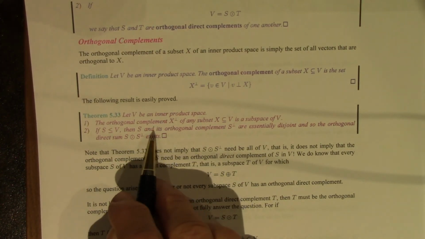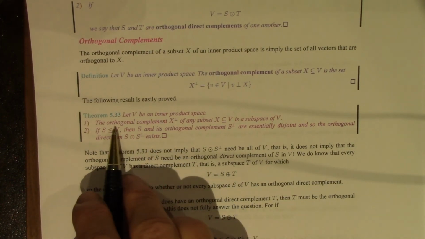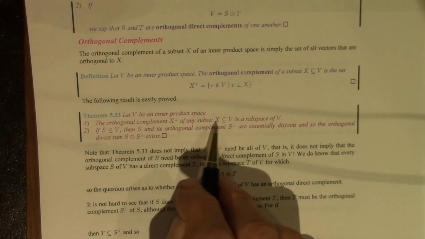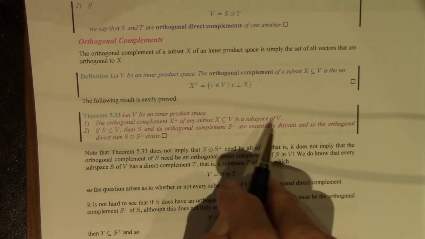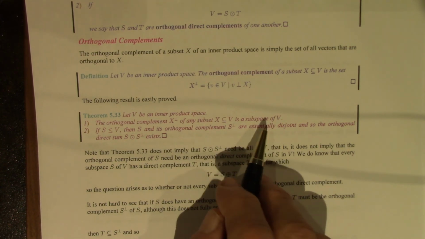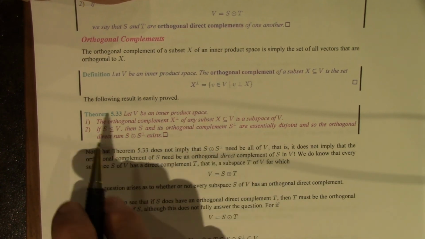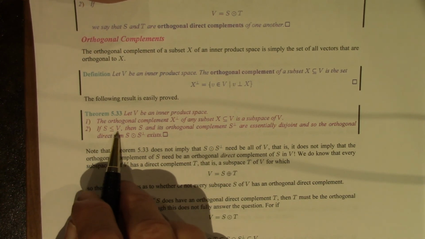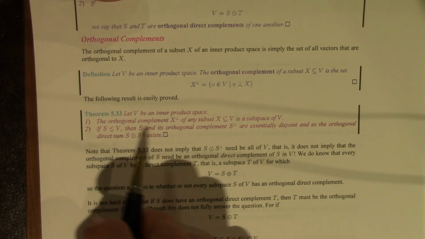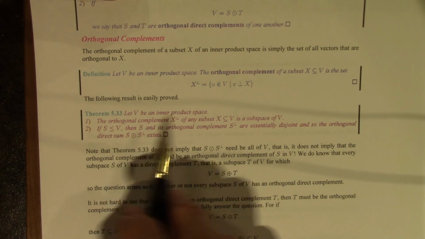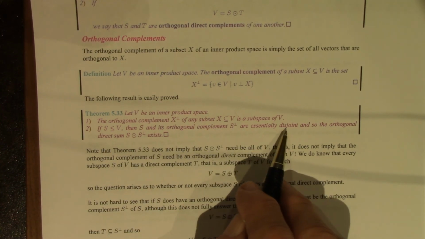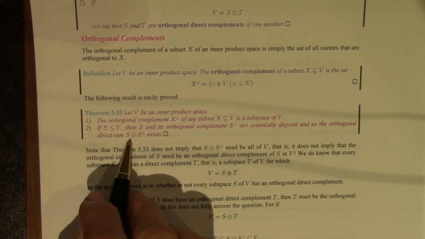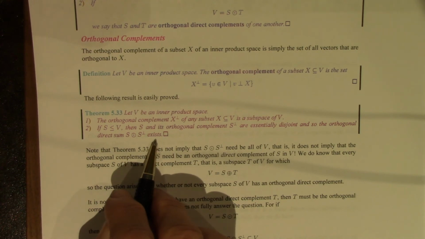Brief theorem that I leave for you to prove. The orthogonal complement of any subset is in fact a subspace, and that's very nice. If S is a subspace of V, then S and its orthogonal complement, S perp, are essentially disjoint. And so the orthogonal direct sum exists.